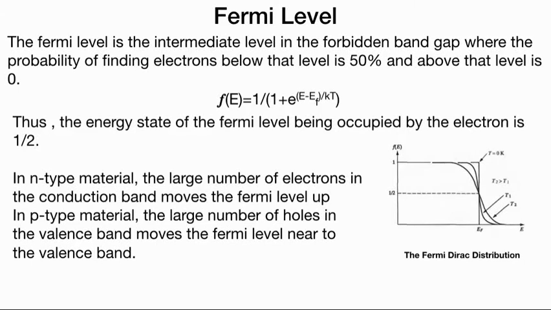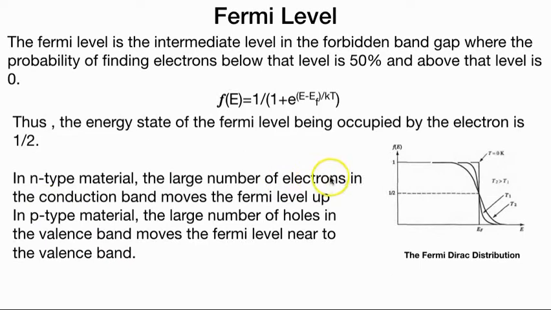What Fermi level is: the Fermi level is the intermediate level in the forbidden band gap where the probability of finding an electron below that level is 50% and above that level is 0. So you can say that all the electrons are present below the Fermi level, and above that there are 0 electrons. Thus, you can see the energy state diagram of the Fermi level in this figure, and the probability of finding the electron is half over here, and the maximum is 1 and the minimum is 0.